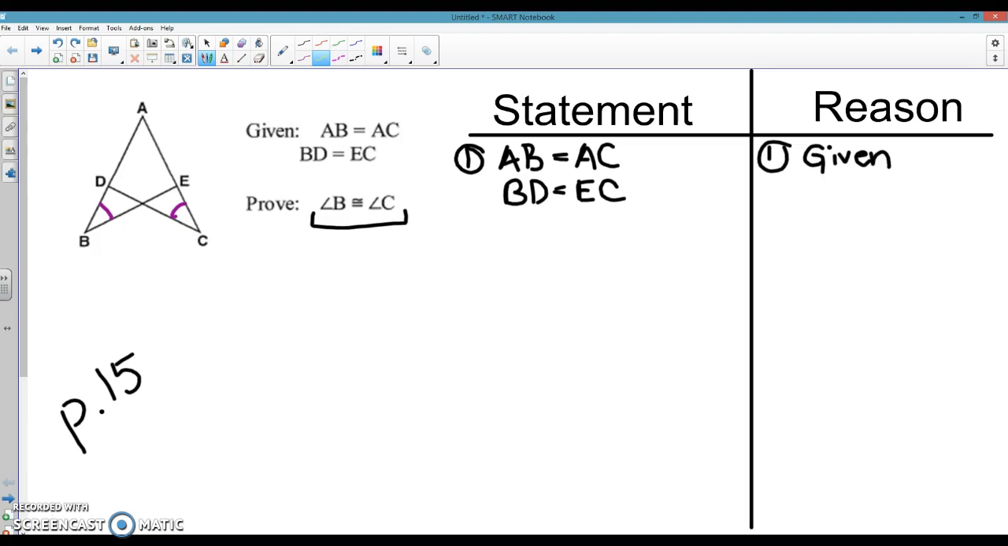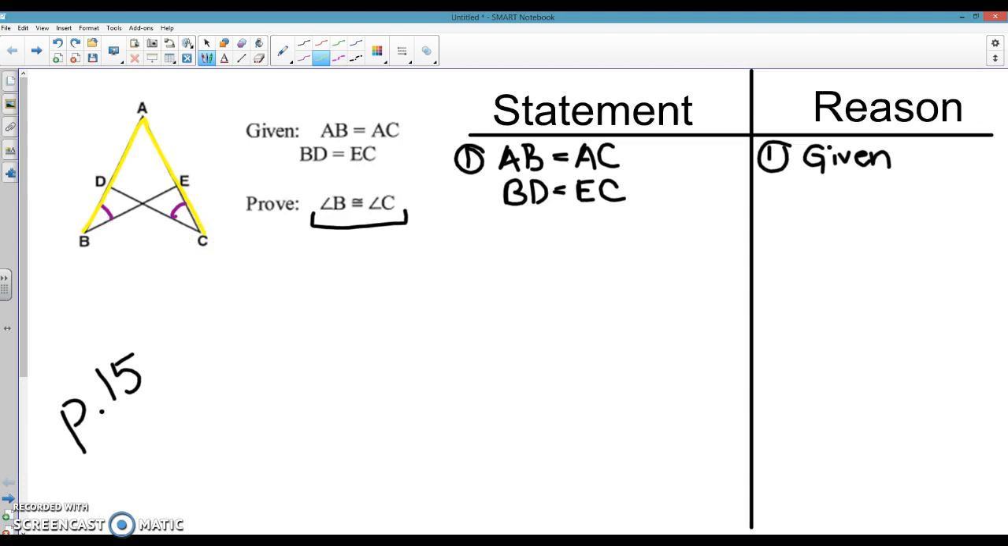They tell me that AB is equal in measure to AC. So I'm going to find the line segment AB. I'll highlight it in one color. They're telling us that that is equal to the measure of AC. So I'm going to highlight that in another color.